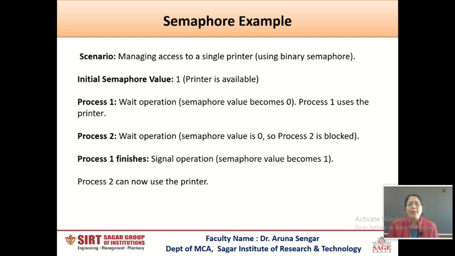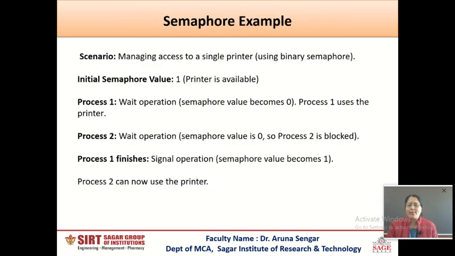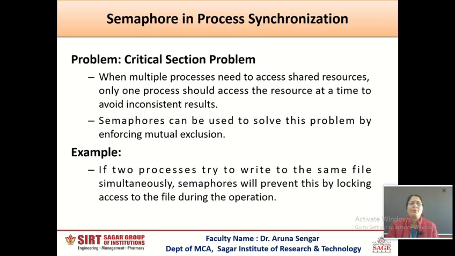And what happens next? When process 1 finishes its operation, it applies the signal operation and the value of the semaphore becomes 1. Now the operating system can give the printer to process 2. Okay. That was one scenario example of semaphore.